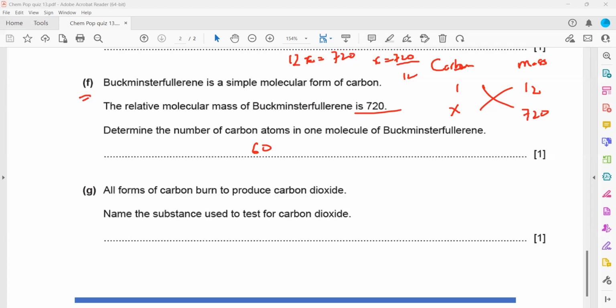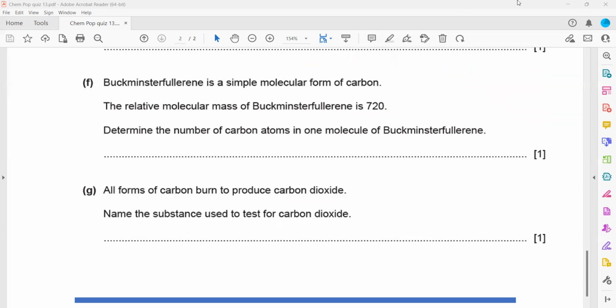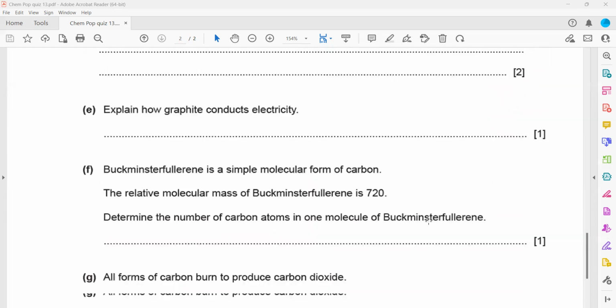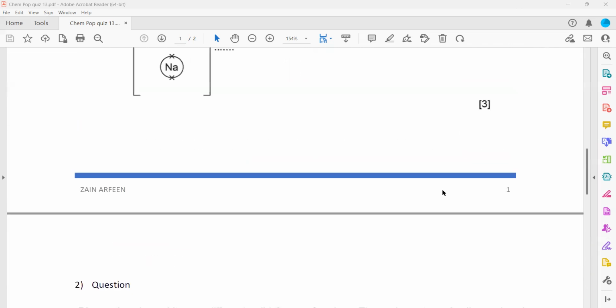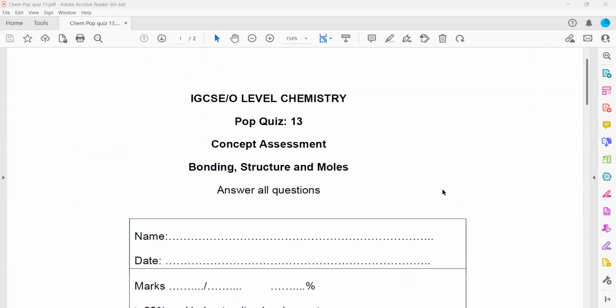Then, all forms of carbon burned to produce carbon dioxide. Name a substance that is a test for carbon dioxide. If you want to test carbon dioxide, we test with lime water, because when we bubble carbon dioxide through lime water, it turns milky, or we can also say cloudy. The tests for gases are a separate topic. You have to learn the tests for hydrogen, oxygen, sulfur dioxide, chlorine, ammonia, and carbon dioxide. So this was a pop quiz related to bonding structure and moles.